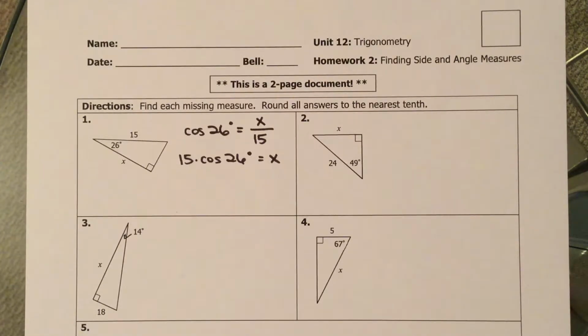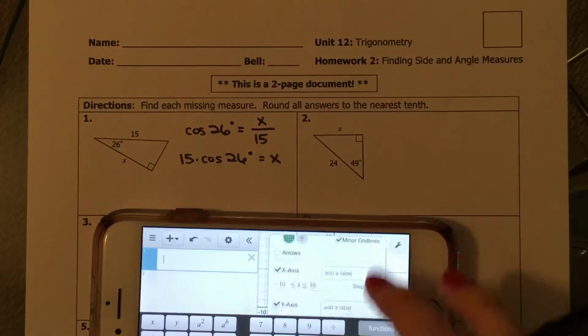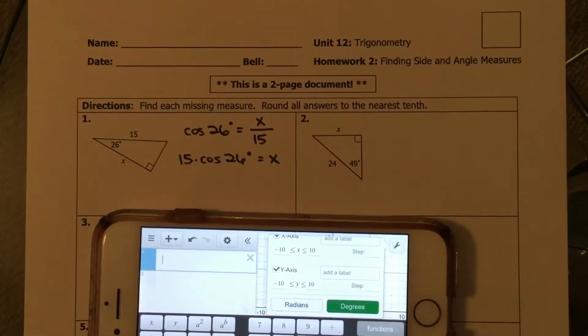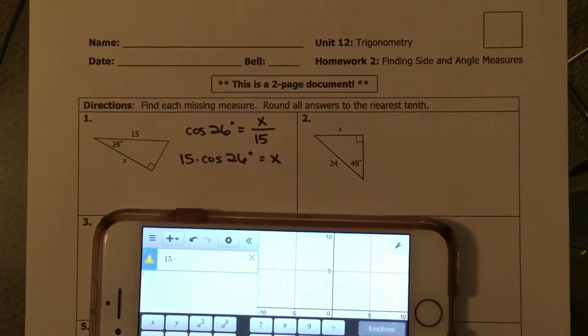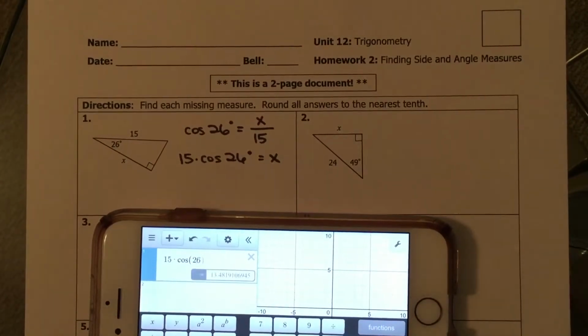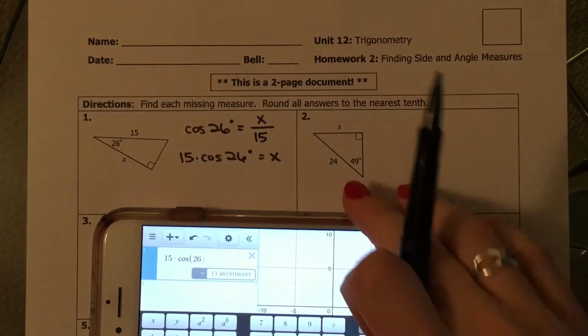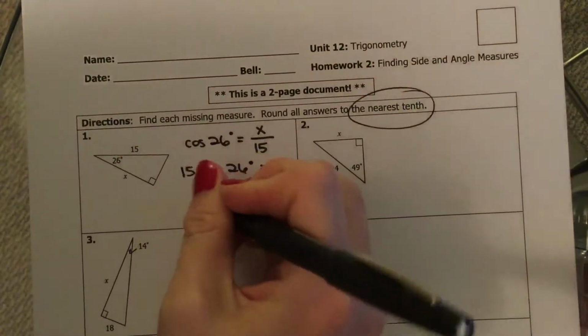All right, so if we're using Desmos, let me clear out what I had on here. You can press this little tool thing, make sure that you're in degree mode, press that. So you want degrees, and then we can just type in here 15 times cosine, which is under the functions, so the cosine of 26, and that gives us about 13.5. So this says nearest tenth.